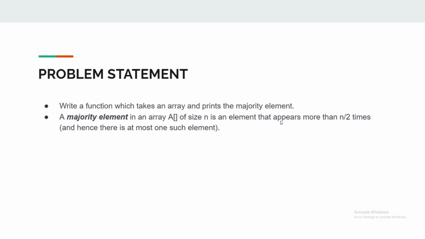Now we need to note that in a particular array there can only be one majority element, because if any element is occurring n by 2 plus 1 times, the remaining elements are n by 2 minus 1, and n by 2 minus 1 is less than n by 2, so there is no possibility of two elements that are majority.